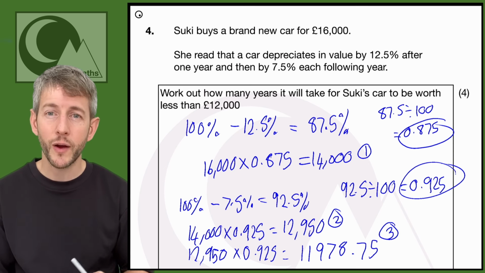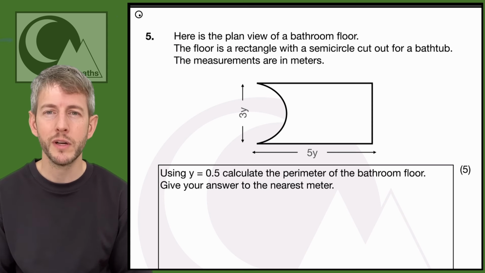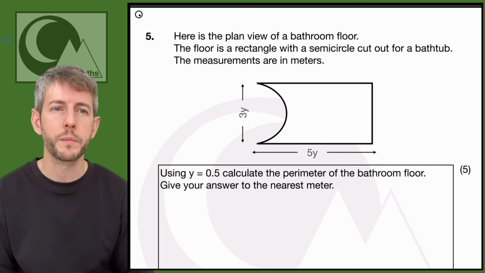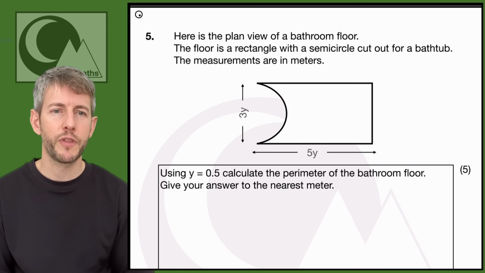Okay, let's now look at question 5. Okay, right, so let's have a look through question 5. And that says, here is a plan view of a bathroom floor. So, quick reminder there, a plan view means the view from above. The floor is a rectangle with a semicircle cut out for the bathtub. The measurements are in meters. Using y equals 0.5, calculate the perimeter of the bathroom floor. Give your answer to the nearest meter.